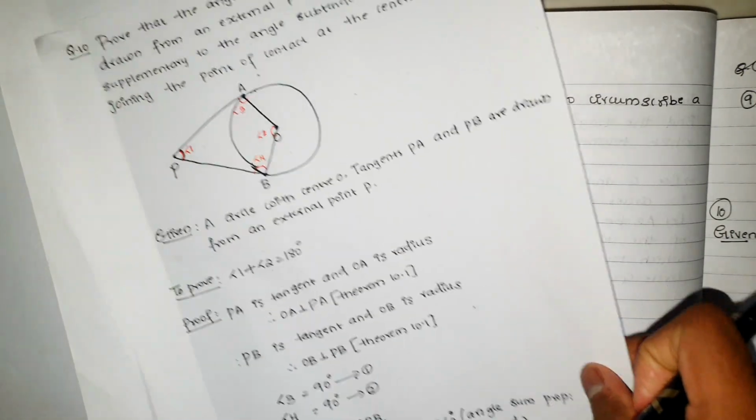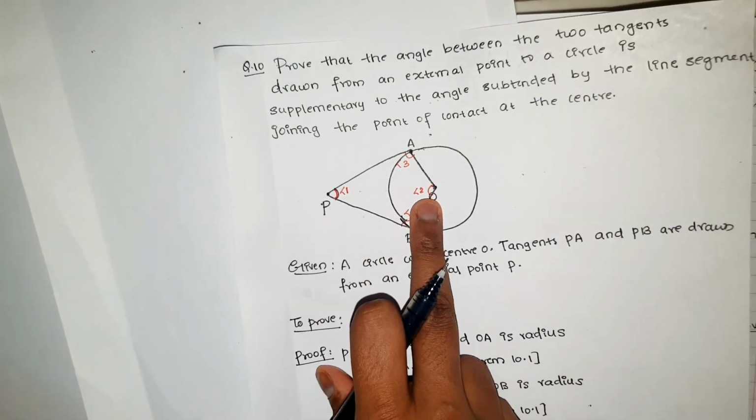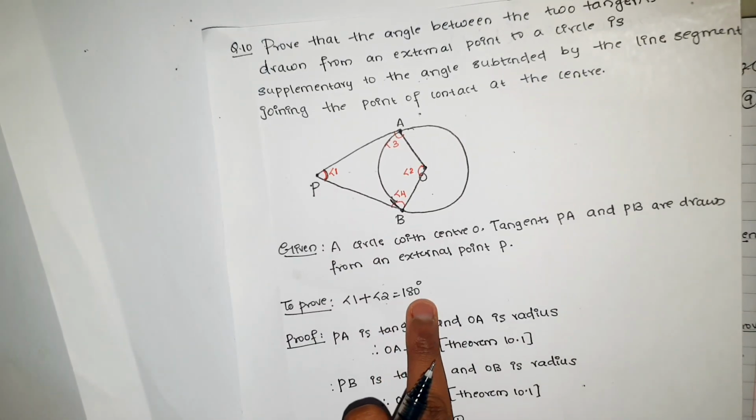Okay, students, we have proved that angle 1 plus angle 2 is equal to 180 degree.